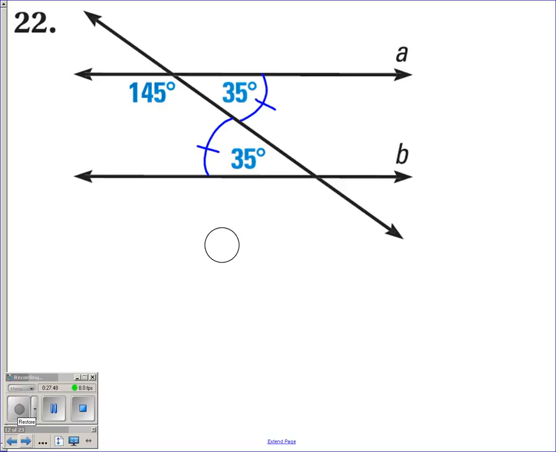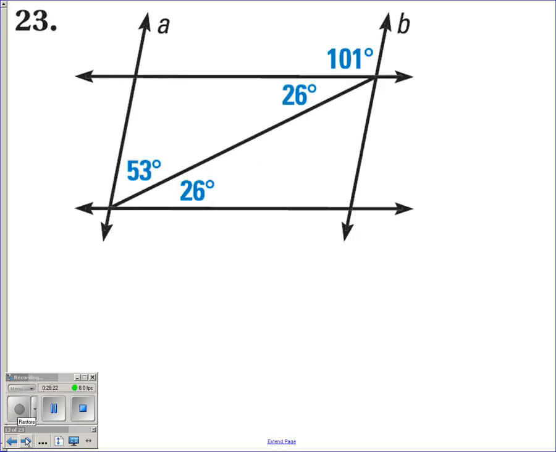Is that the only way to do it? No. We could also take this angle and this angle. Now these are different, but notice they're on the same side of that transversal cutting across lines A and B, and their sum is 180. They are supplementary. Because same side interior angles are supplementary, lines A and B also have to be parallel. So again, various ways that we can show that A and B are parallel. Let's move on to the next problem.